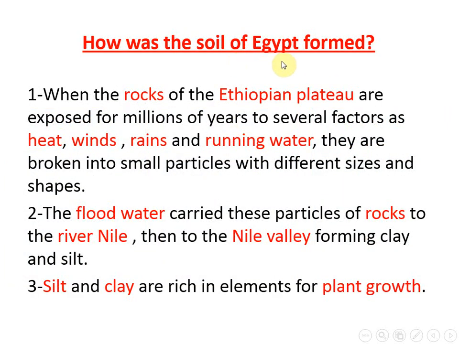How was the soil of Egypt formed? When the rocks of the Ethiopian plateau are exposed for millions of years to several factors such as wind, heat, rains, and running water, they are broken into small particles with different sizes and shapes. Second, the flowing water carries the particles of rocks to the river Nile, then to the Nile Valley, forming clay and sand. The silt and clay are rich in elements for plant growth, so they form the soil by the breaking down of the Ethiopian plateau.